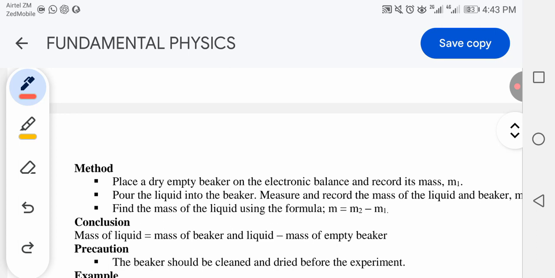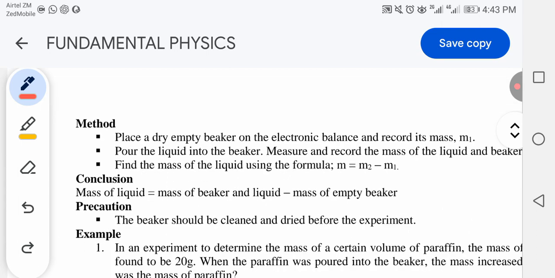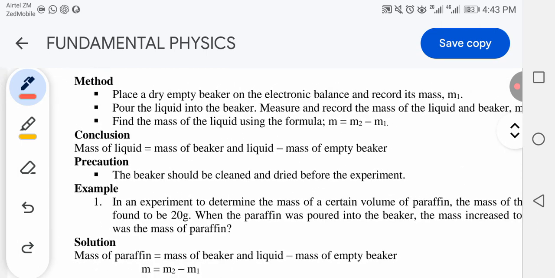The conclusion is that the mass of the liquid is equal to the mass of the beaker and liquid minus the mass of the empty beaker. One thing you need to check before using the beaker is that it must be clean and dry before use in the experiment.